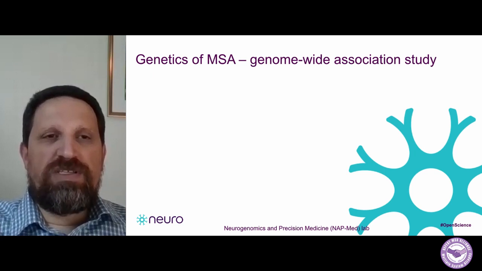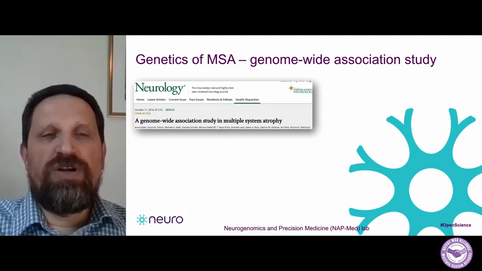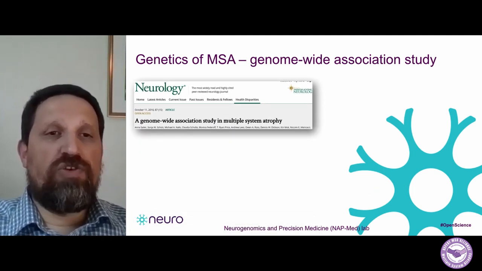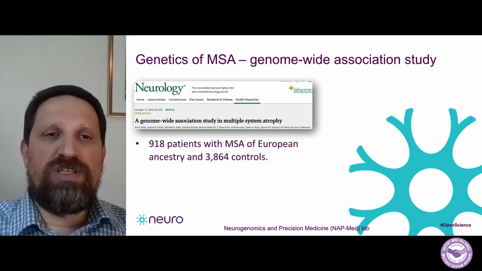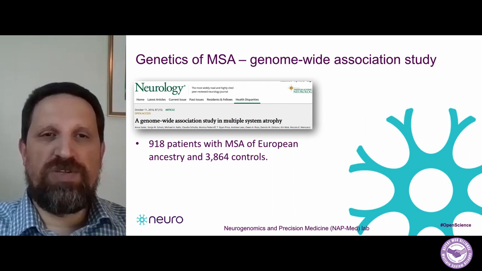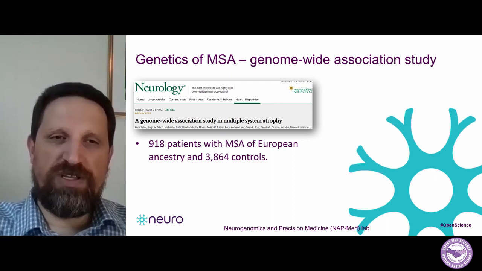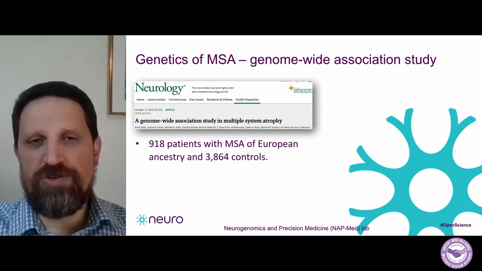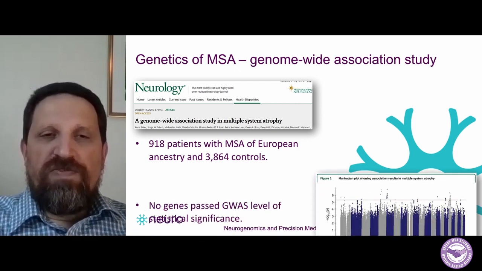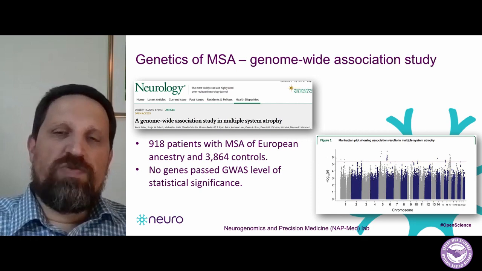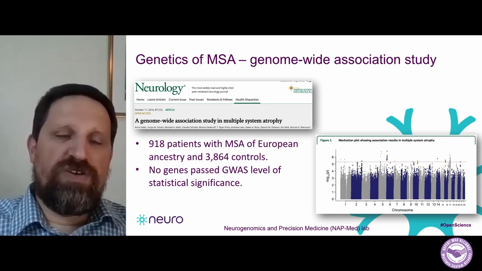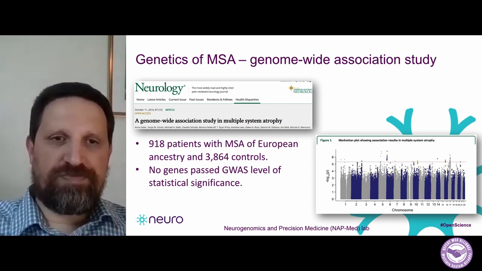And as you can see in this GWAS that I'm showing you here, the sample size was quite large for a disease as rare as MSA, but it's not large when you consider that this is a genome-wide association study. So this study included a bit over 900 patients and more than 3,800 controls. And overall, the authors did not find any gene that was associated with MSA after correction for multiple comparisons.